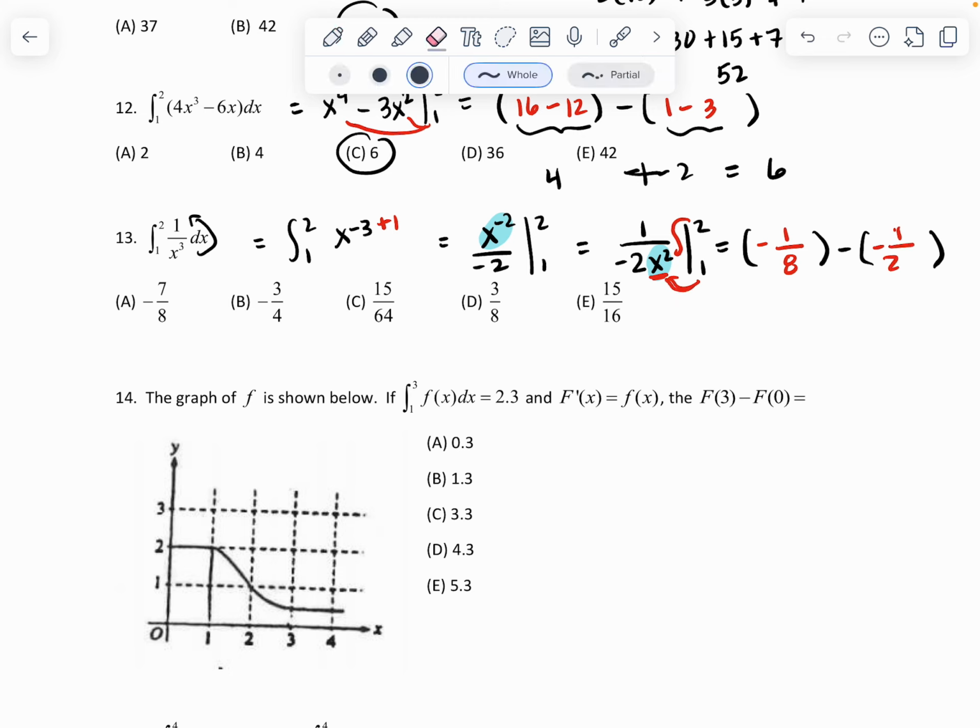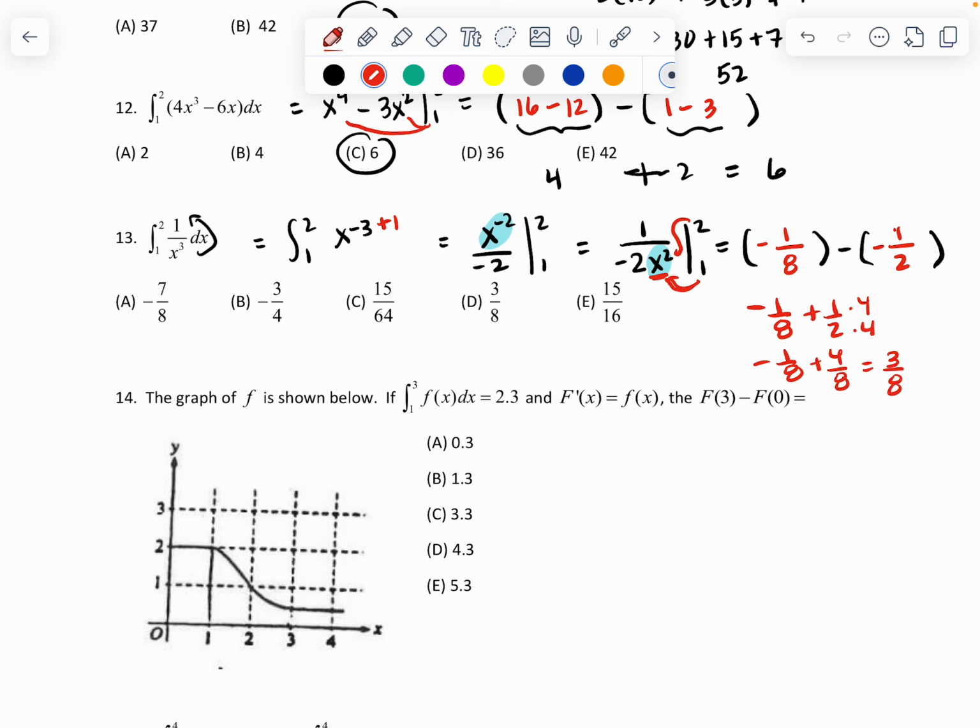So that's just going to be negative 1 over 2. Erase that, make that prettier. So this ends up being negative 1 over 8 plus 1 over 2. If I find a common denominator, that's going to be negative 1 over 8 plus 4 over 8, which ends up being 3 over 8. So your answer is D.